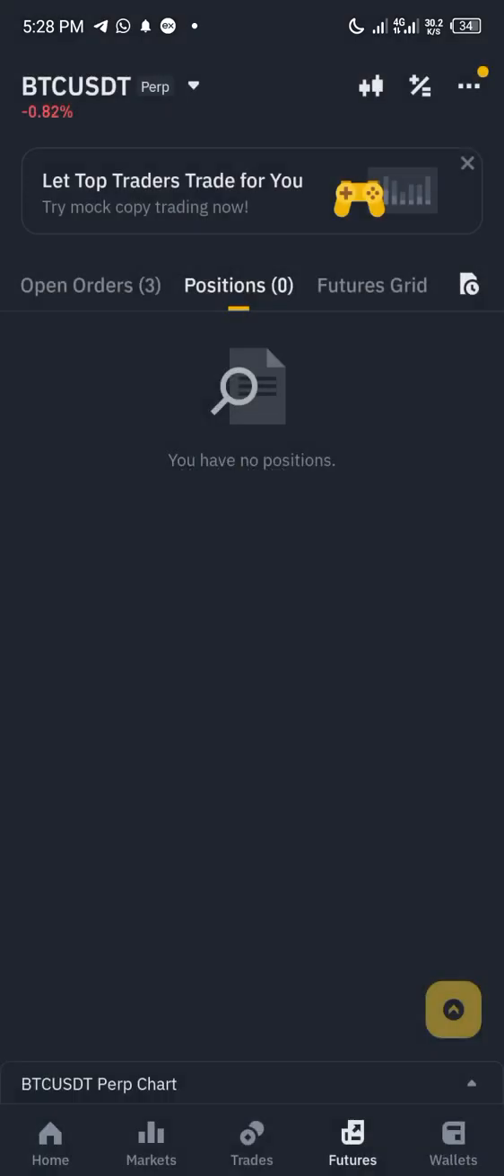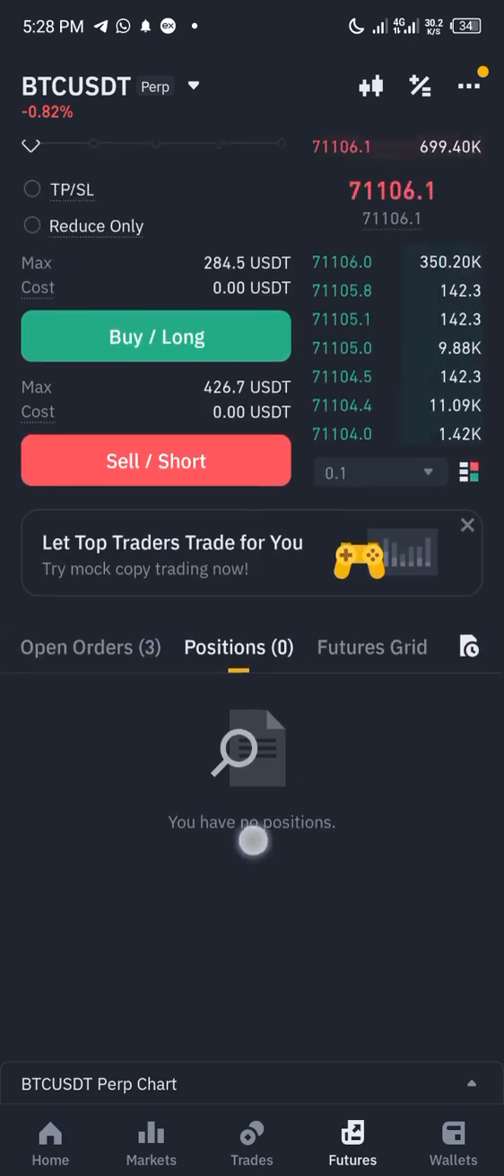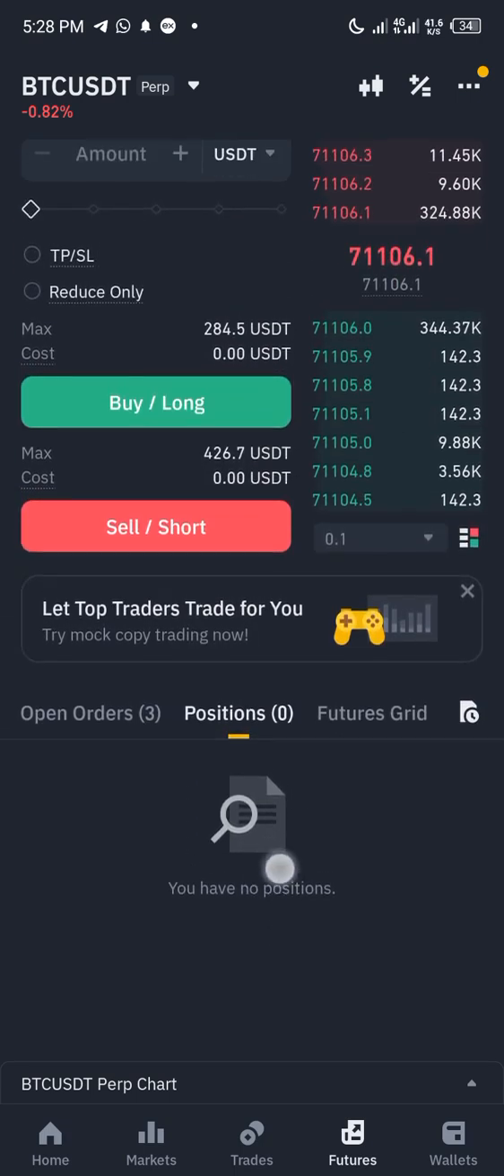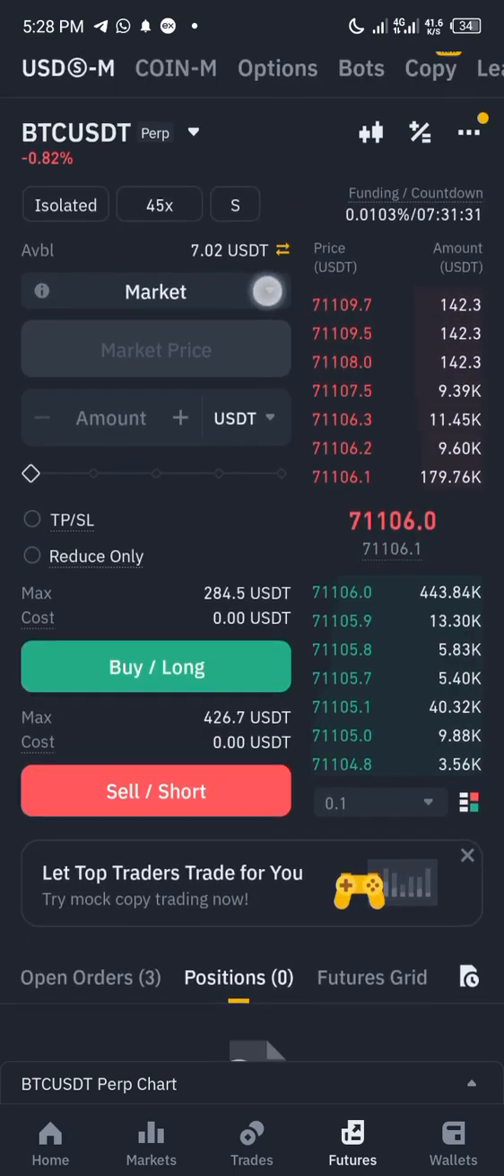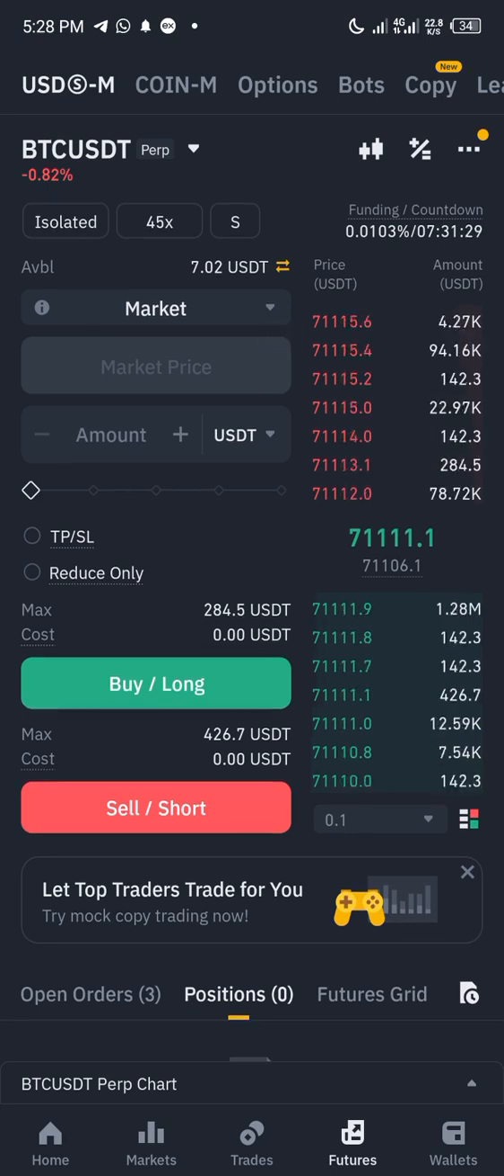Let's click on confirm. So we don't have anything in position anymore, so you don't have anything there again. You just check your balance. This is my balance right here. So that's how you take the buy or long position in trading futures.